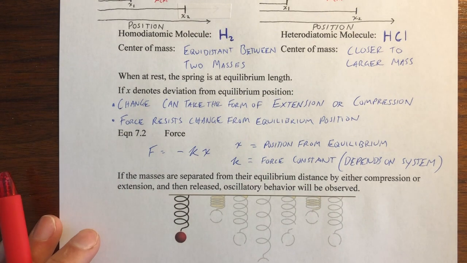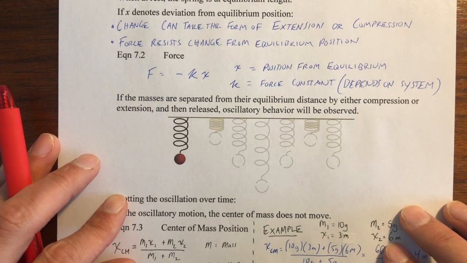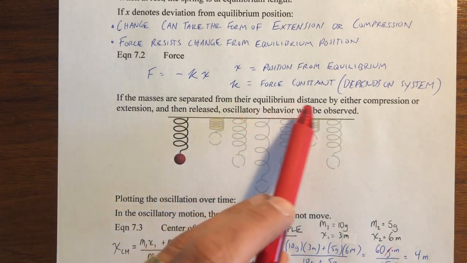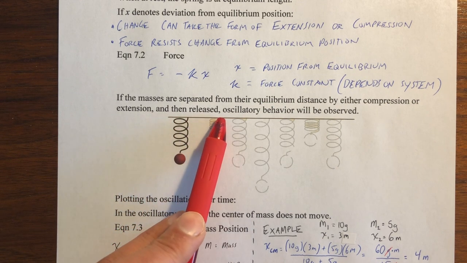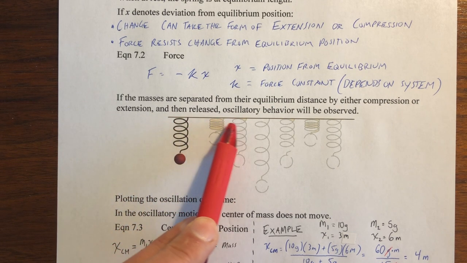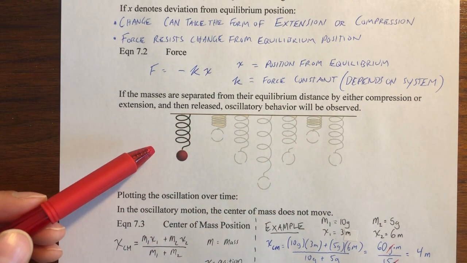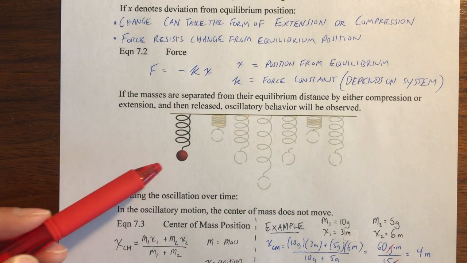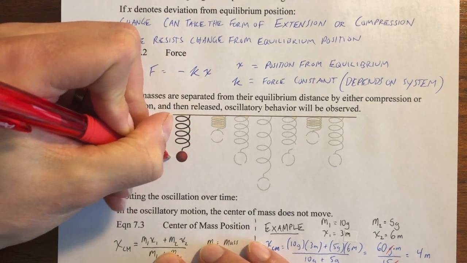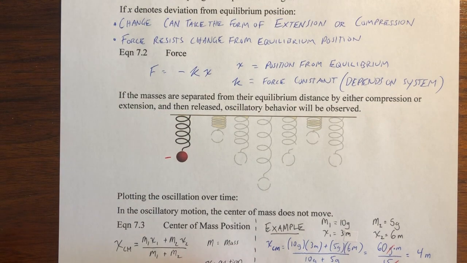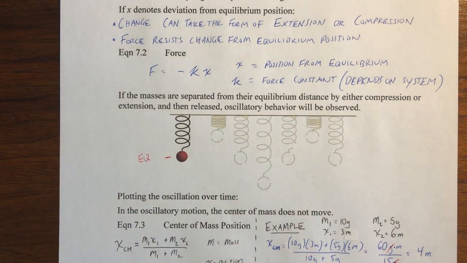Now, here is where the oscillation comes in. If the masses are separated from their equilibrium distance by either compression or extension and then released, oscillatory behavior will be observed. So for example, here we have our spring and our mass. Right here is our equilibrium position. EQ for equilibrium.